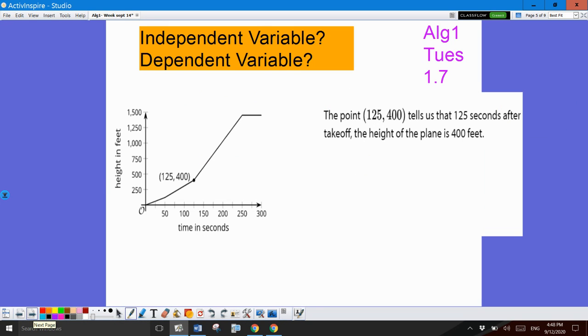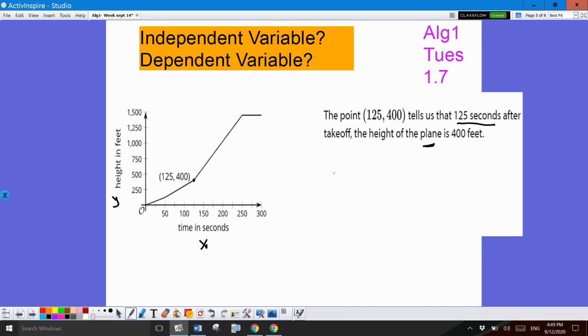Okay, so if I give you this graph, we're looking at time in seconds, and that's my x value, and height in feet, and that's my y value. So this is actually a plane taking off. Okay, so we have an airplane. It says the point 125, 400 tells us that 125 seconds after takeoff, the height of the plane is 400 feet. So this is where the airplane is 125 seconds after takeoff. So the first thing we have to figure out is which one is the independent variable and which one is the dependent variable. Anybody have an idea?